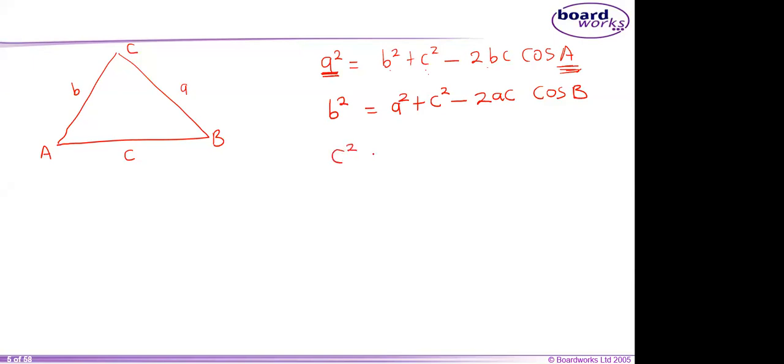Now let us derive the last one. What if we have C squared? What shall we have? C squared is equal to A squared plus B squared minus 2AB cos of C. Members, is that okay? Yes. Okay, very good.